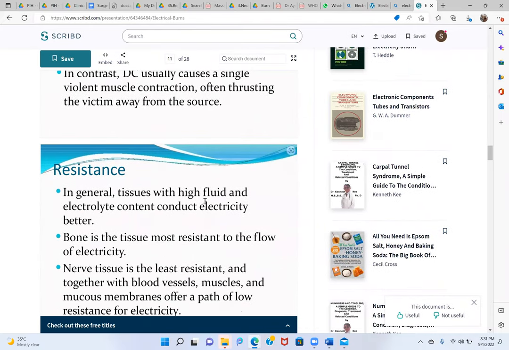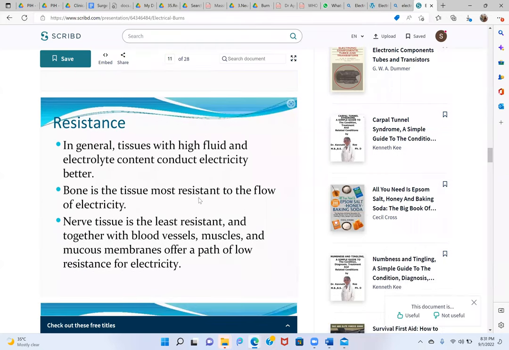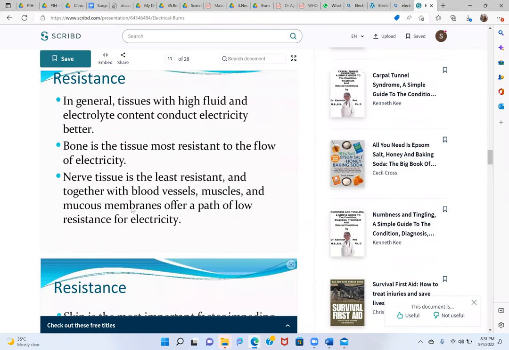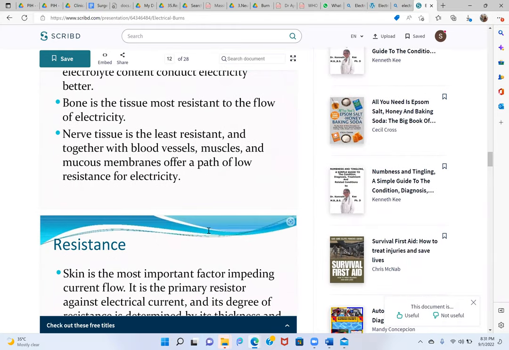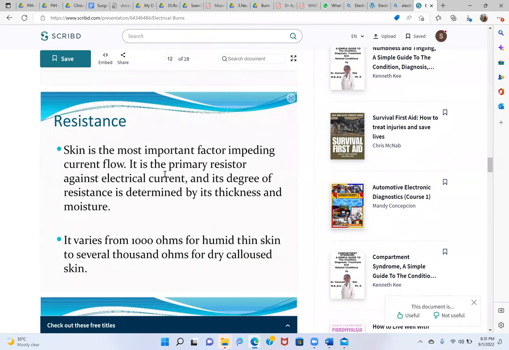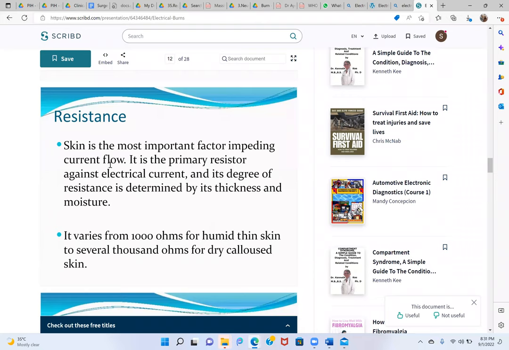In general, tissues with high fluid and electrolyte content conduct electricity better. So bone is the tissue most resistant to the flow of electricity. Nerve tissue is the least resistant, and together with blood vessels, muscles, and mucous membrane offers a path of low resistance for electricity. Okay, so skin is the most important factor impeding current flow.